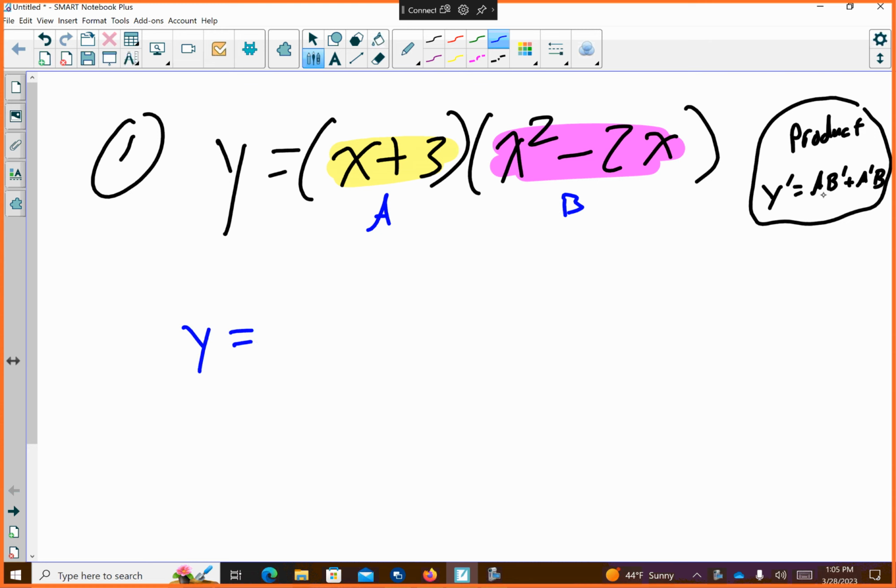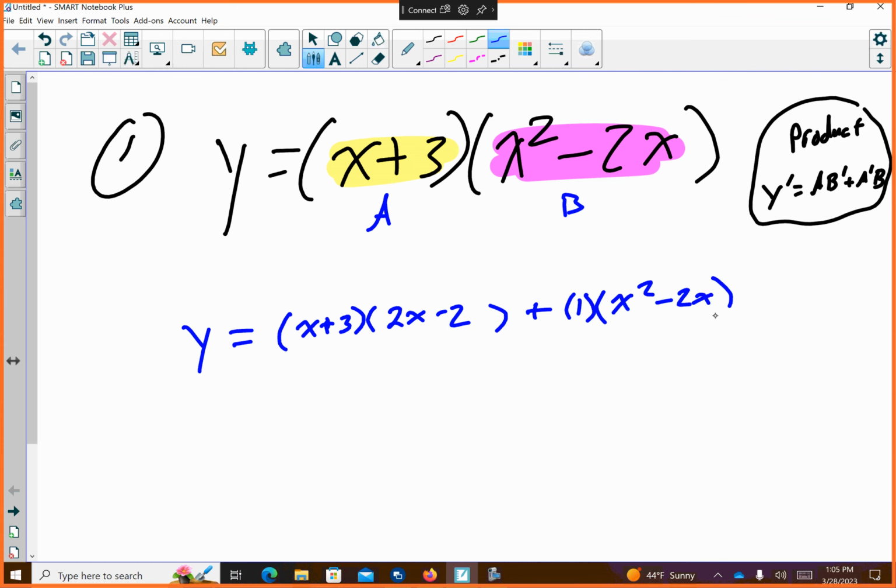All right, so it says A. You're just going to write A as it sits. And then we're going to multiply that times the derivative of B, okay? So B prime, so that's 2x minus 2. And then we have an addition sign that goes in between it. And then I'm going to do the derivative of A, which is 1, and then times what B is.